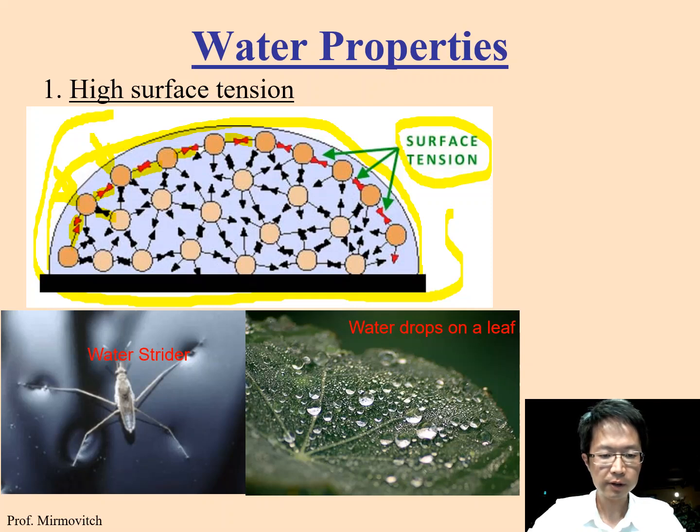And then because of the hydrogen bond, they can produce a dome-shaped structure of the water. Even insects like this water strider here can actually stand on the water because of the surface tension. The hydrogen bonds formed on the surface of the water are strong enough to support certain insects.